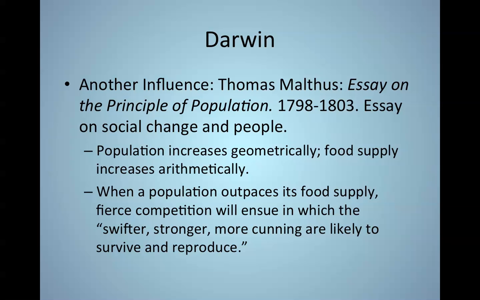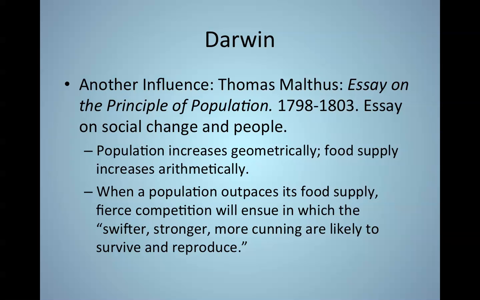Another influence on Darwin, other than his travels, his family upbringing, his college, his theological background, and his medical background, was Thomas Malthus, who wrote an essay on the principle of population. You should know that Malthus is what we will call a social scientist. He was working on the problem of poverty and the problem of famine, trying to understand what's the best course to take to deal with that.